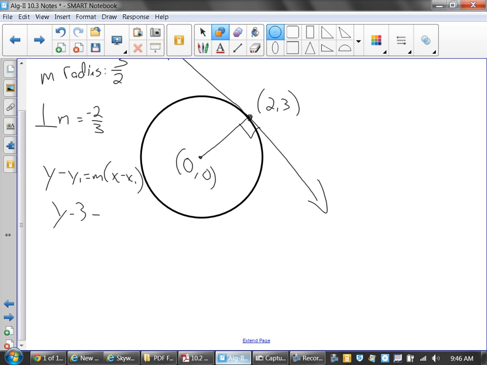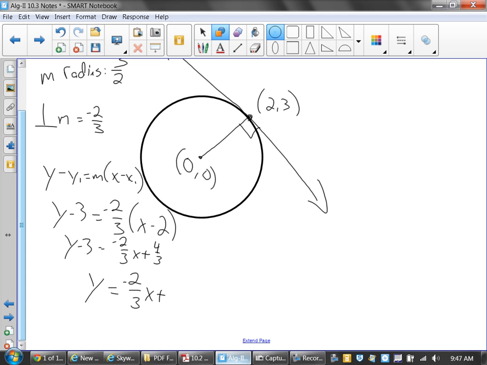y minus 3 is negative 2/3 times x minus 2. Distribute out, watch your fractions when you're moving stuff around. y minus 3 is negative 2/3 x plus 4/3. Now when I add that 3 over, I'm going to write it as 9 over 3. So what's 4 over 3 plus 9 over 3? 13 over 3. I'm just keeping it in terms of fractions. Your calculators will do that as well if you use the fraction bar. Just leave them in fraction form.